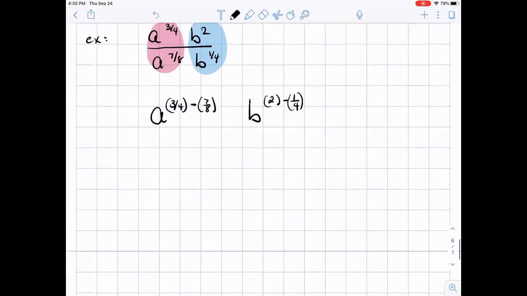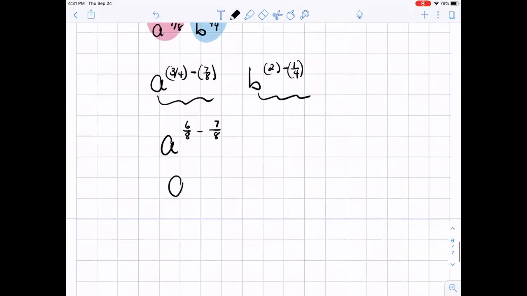And then we have to go and simplify this portion here, and then we'll finish work with that. So this becomes A, the common denominator is 8. So this is 6/8 minus 7/8, which becomes A to the negative 1/8. And then for B, the common denominator will be 4. So this becomes 8, and here is a 1, so this becomes B to the 7/4.